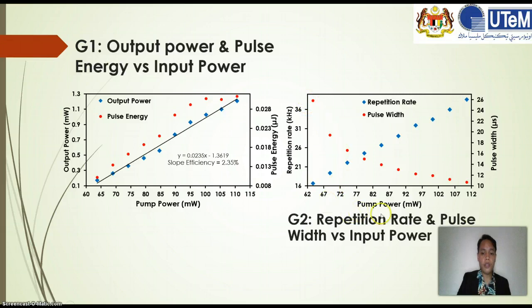Whenever the repetition rate is increased, the pulse width obviously will be decreased, because when the repetition rate is increased, the pulse laser will be extracted to be smaller. When a single pulse period is small, the pulse width will also be small.